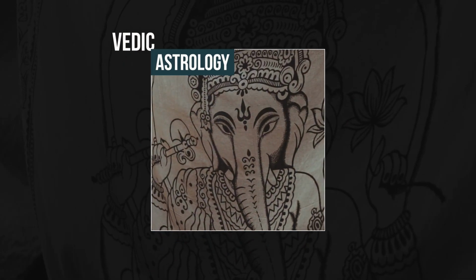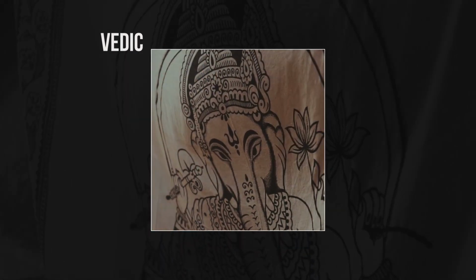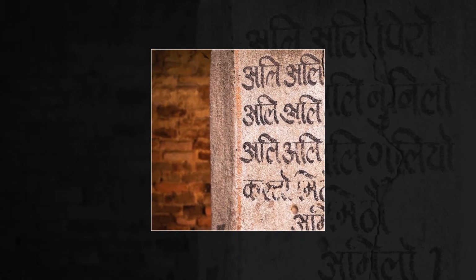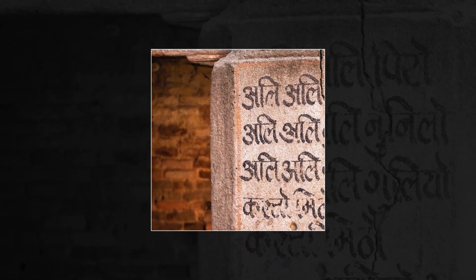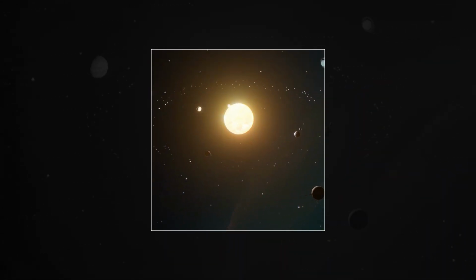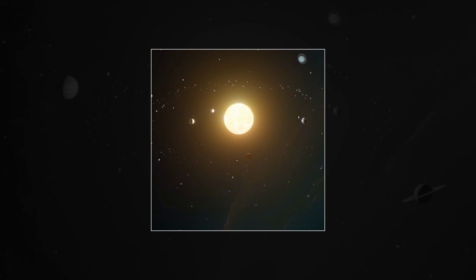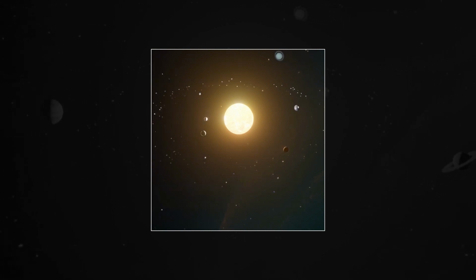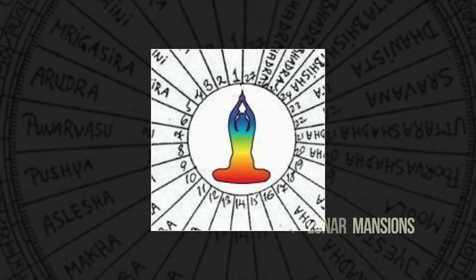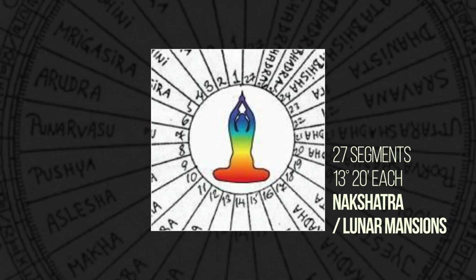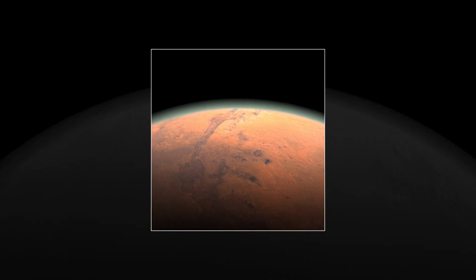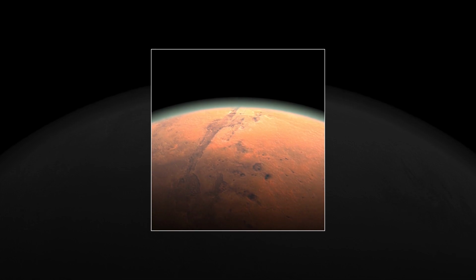Vedic astrology is a branch of sidereal astrology that originated in India and is based on ancient Hindu scriptures called Vedas. Vedic astrology uses a complex system of calculations and charts that take into account not only the position of the planets, but also their movement, aspects, houses, lunar mansions and more. Vedic astrology divides the ecliptic into 27 segments of 13 degrees 20 minutes each, called nakshatras or lunar mansions. Each nakshatra has a ruling planet and a deity associated with it.